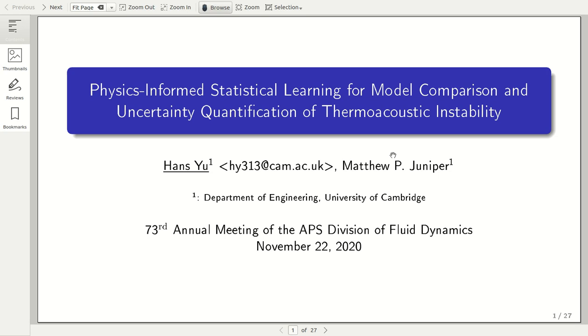This is a very long title. A shorter version which represents the gist of the talk would probably be Machine Learning meets Physical Modeling in Thermoacoustics.